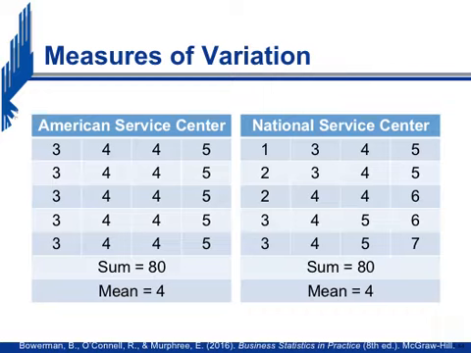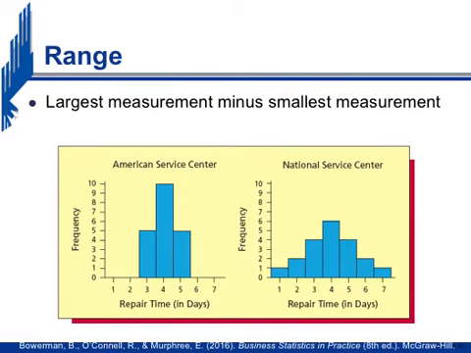Now, if you don't have the graph and you only have the measure of central tendency, we normally add a measure of variation to help us visualize the difference between the two distributions or between the two data sets. Now, the first and the simplest measure of variation is called the range, and this is simply the largest number in the dataset minus the smallest number. And we actually used the range before in computing for the class length for intervals. So the range for the American Service Center is 5 minus 3 or 2, while the range for the National Service Center is 7 minus 1 or 6. So the range here is 2 and the range here is 6.